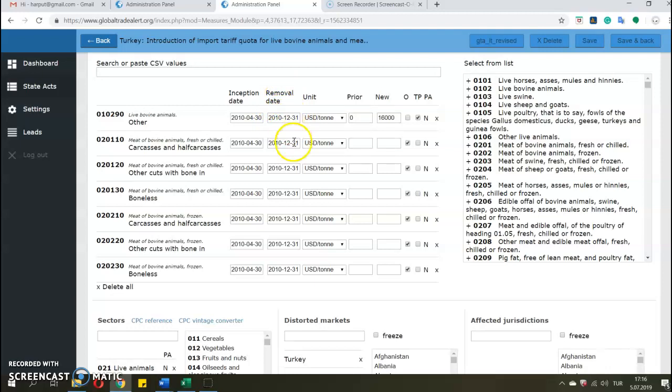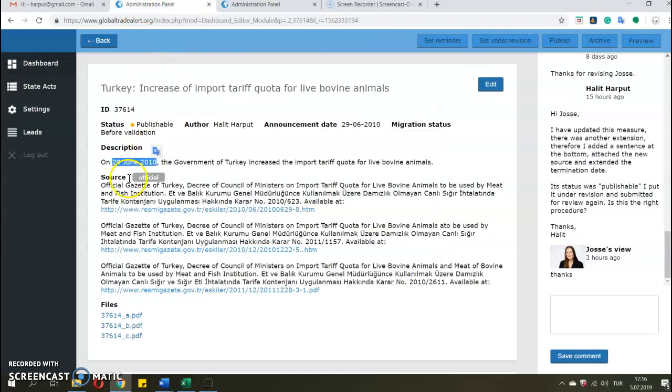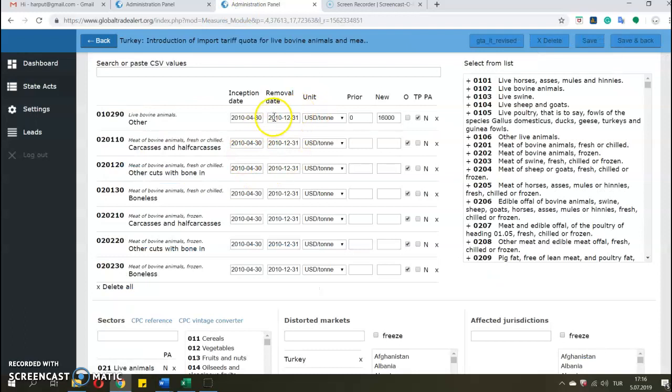I understand your point, the removal date. You're telling me that I should write here 2009 June, the introduction of this state act, as the termination date of this. I understand it.